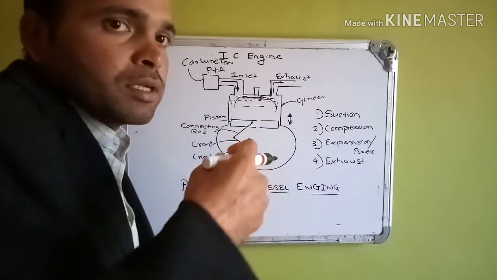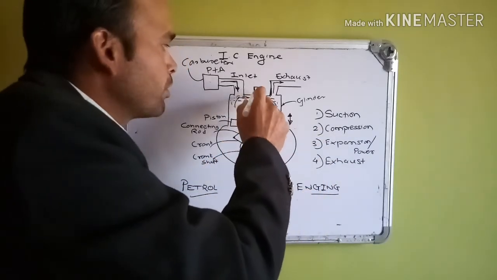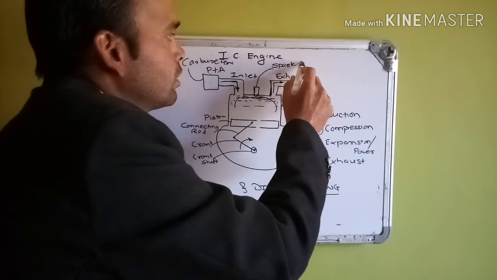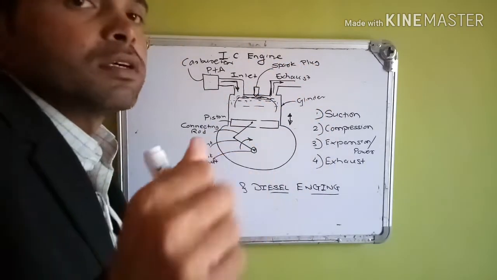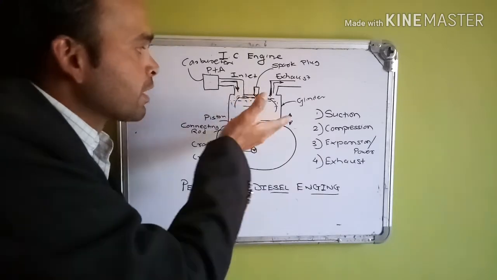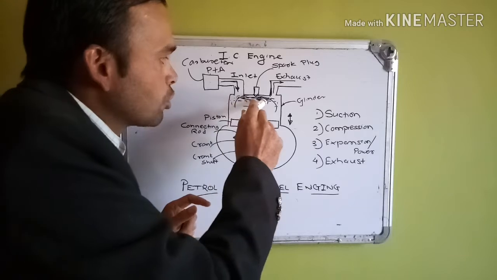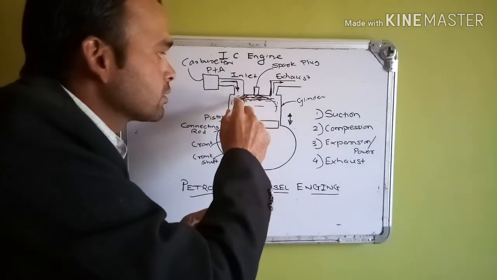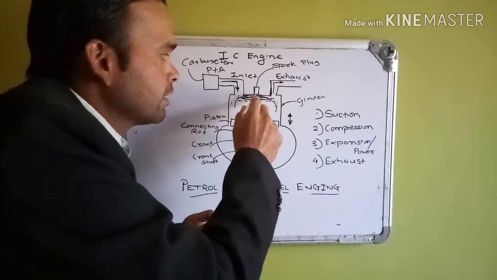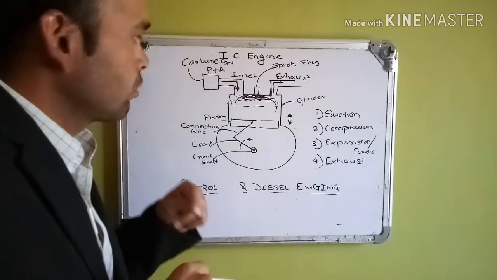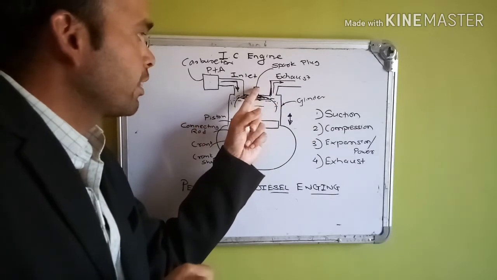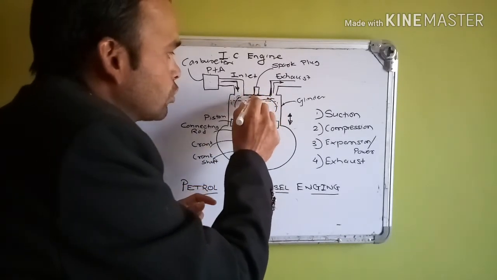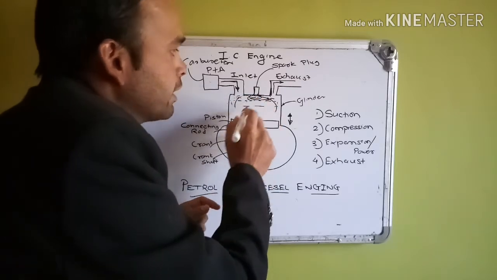At the end of compression, in the case of a petrol engine, a third device is mounted here in between the two valves, inlet and exhaust, that is called the spark plug. Please mark my words, we are discussing the petrol engine. At the end of compression, the charge is compressed to such a pressure and temperature that as soon as the piston reaches top dead center, a spark is produced by a battery, an external source, which gives energy to the spark plug, and the spark is produced here at top dead center, and the charge is ignited.